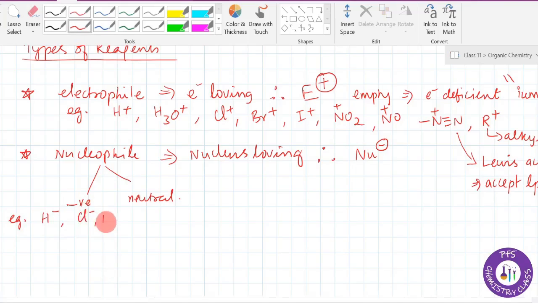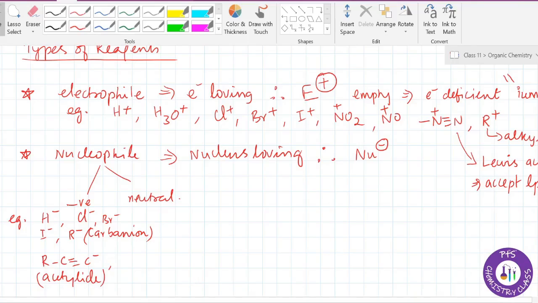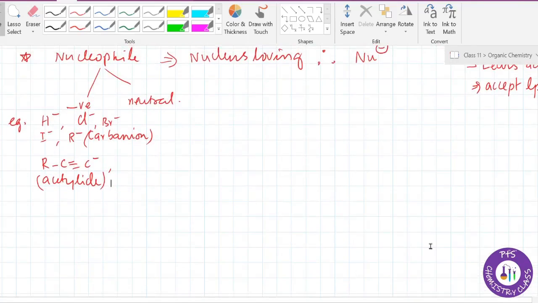Hydride ion, chloride ion, bromide ion, iodide ion, all these are negatively charged. There we saw carbocation, R plus; here we see the carbanion. Maybe you can write it down. Carbanion. Then R C triple bond C minus, alkynyl ion or acetylide ion. Since there are two carbons, we call this acetylide ion. Any species with a negative charge will be called a nucleophile. There are many species; you can keep on listing them.